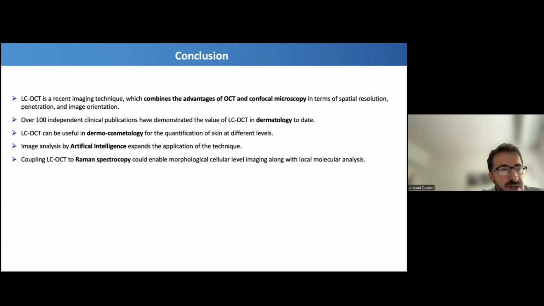And finally, coupling LC-OCT to spectroscopic techniques such as Raman spectroscopy could enable morphological cellular level imaging along with local molecular analysis.